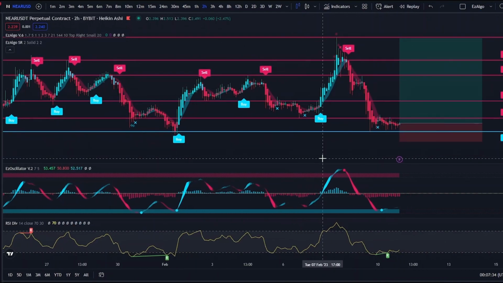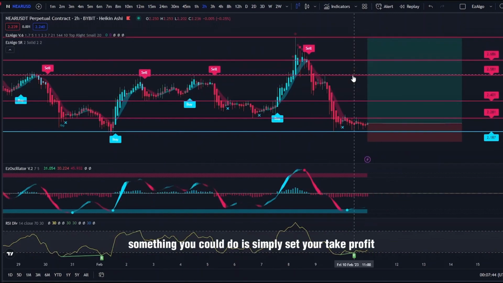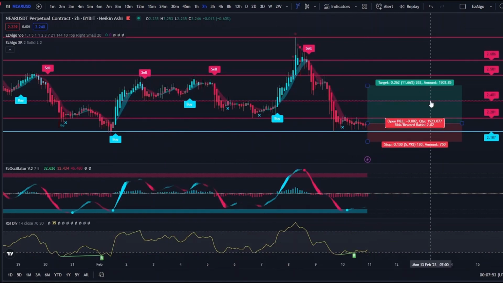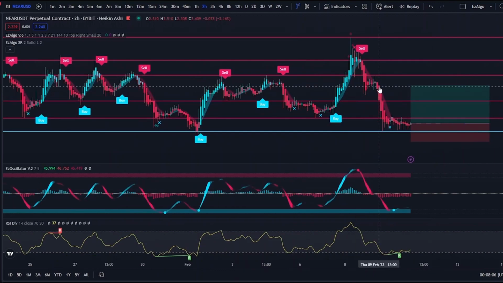And if you're just starting out and you don't want to set your take profits at resistance levels, and you'd rather have more of a rule-based strategy, something you could do is simply set your take profit at a 2-to-1 risk to reward. I like the 2 risk to reward as opposed to any other ratio because you can have a 40 to 50% win rate and still be extremely profitable. So that's something else you can do, but ultimately it's up to you to figure out what works for you and test a few different things, but this is just what I do.